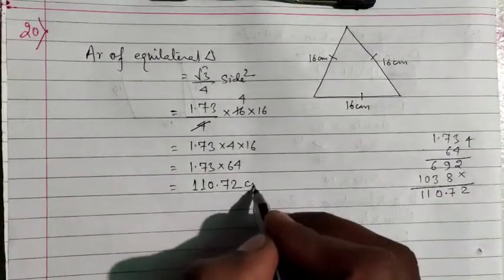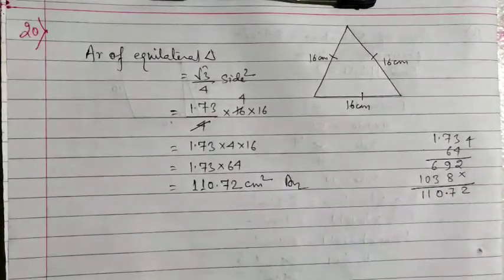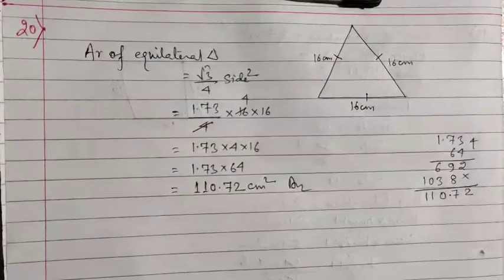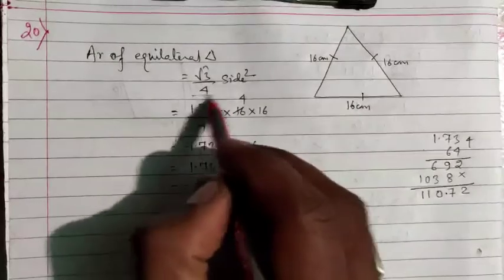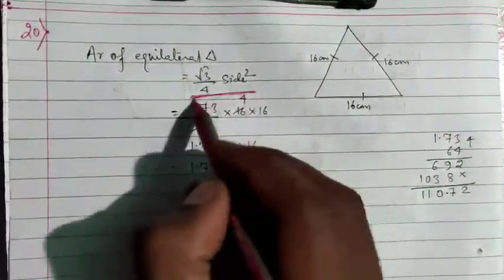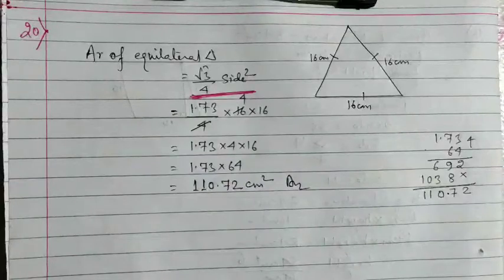110.72 centimeter square. Hope that this question is also clear to you all, and you have to remember the formula of equilateral triangle. This is a special formula for the equilateral triangle.